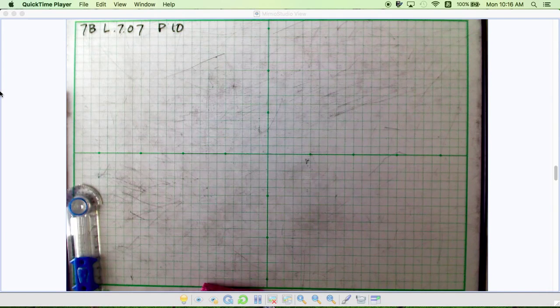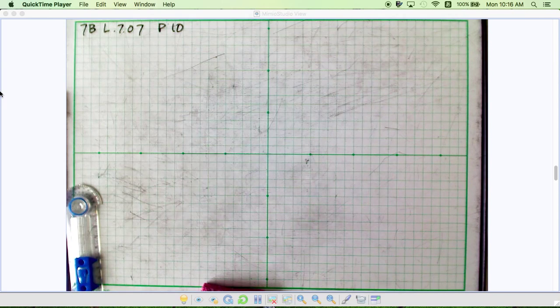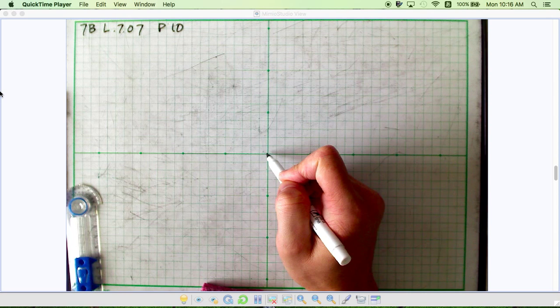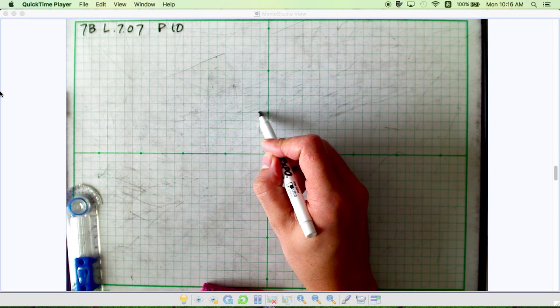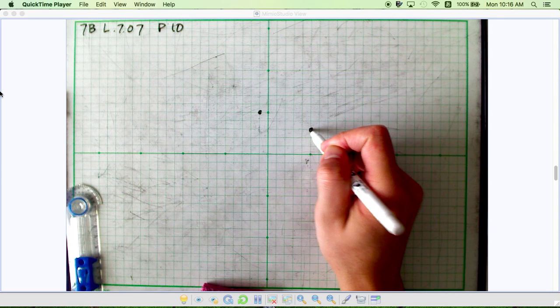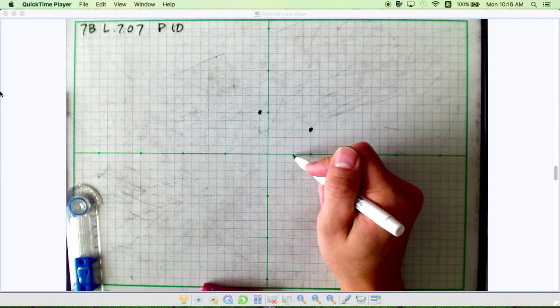This video is to go over homework packet 7B, lesson 7.07, problem number 10. Three vertices of a square are (-1, 5), (5, 3), and (3, -3). So let's plot that first. (-1, 5), which is this one, (5, 3), and (3, -3).